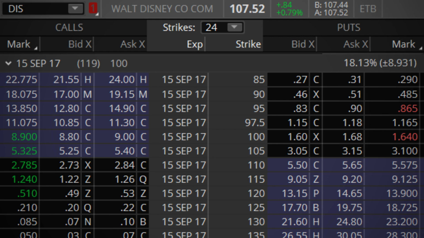Looking at our Disney option chain, we can see that the further out of the money the option is, the smaller the contract price. That's due to the fact that the further out of the money we go, the lower the probability of that option finishing in the money. And if it does finish in the money, the exercise price will be at a lesser value.